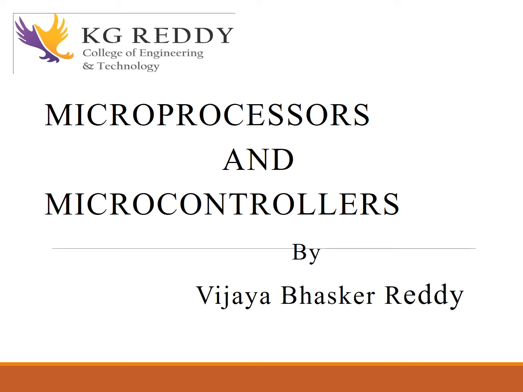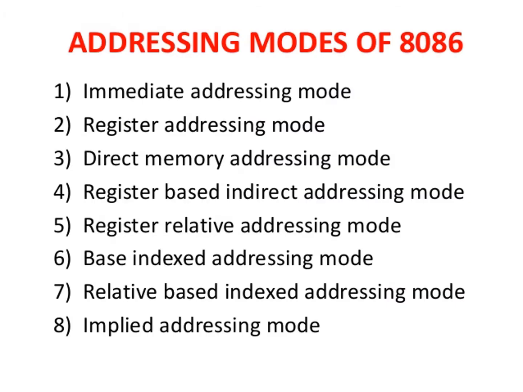As a part of Unit 1 Microprocessor Microcontroller subject, I'm going to discuss the addressing modes concept in today's class. Here is a list of the 8 addressing modes of the 8086 microprocessor: immediate addressing mode, register addressing mode, direct memory addressing mode, register based indirect addressing mode, register relative addressing mode, based index addressing mode, relative based index addressing mode, and implied addressing mode.